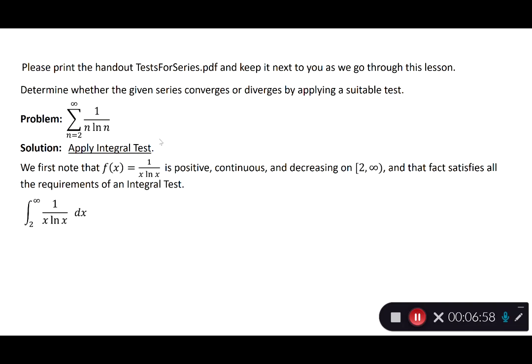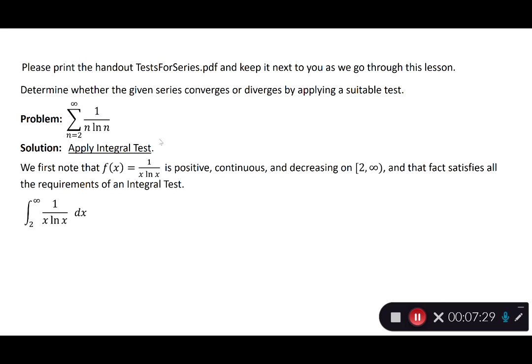Now, all we need to do is figure out this particular integral, 2 to infinity of 1 over x natural log of x dx. What's the idea behind figuring out this integral? Like the test says, if this integral converges, our series converges. If this integral diverges, our series diverges. As simple as that. So, let's see. How do we figure out this integral?